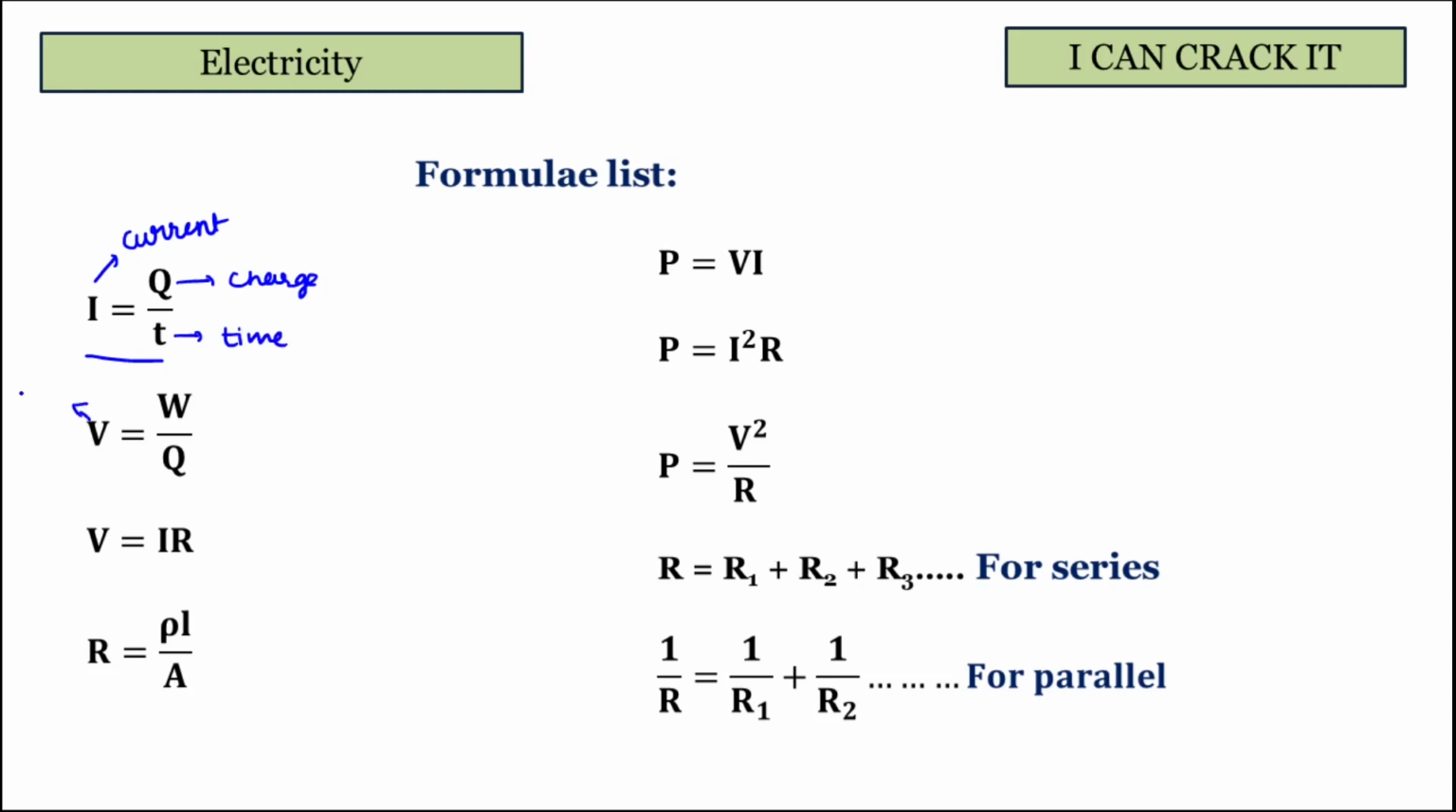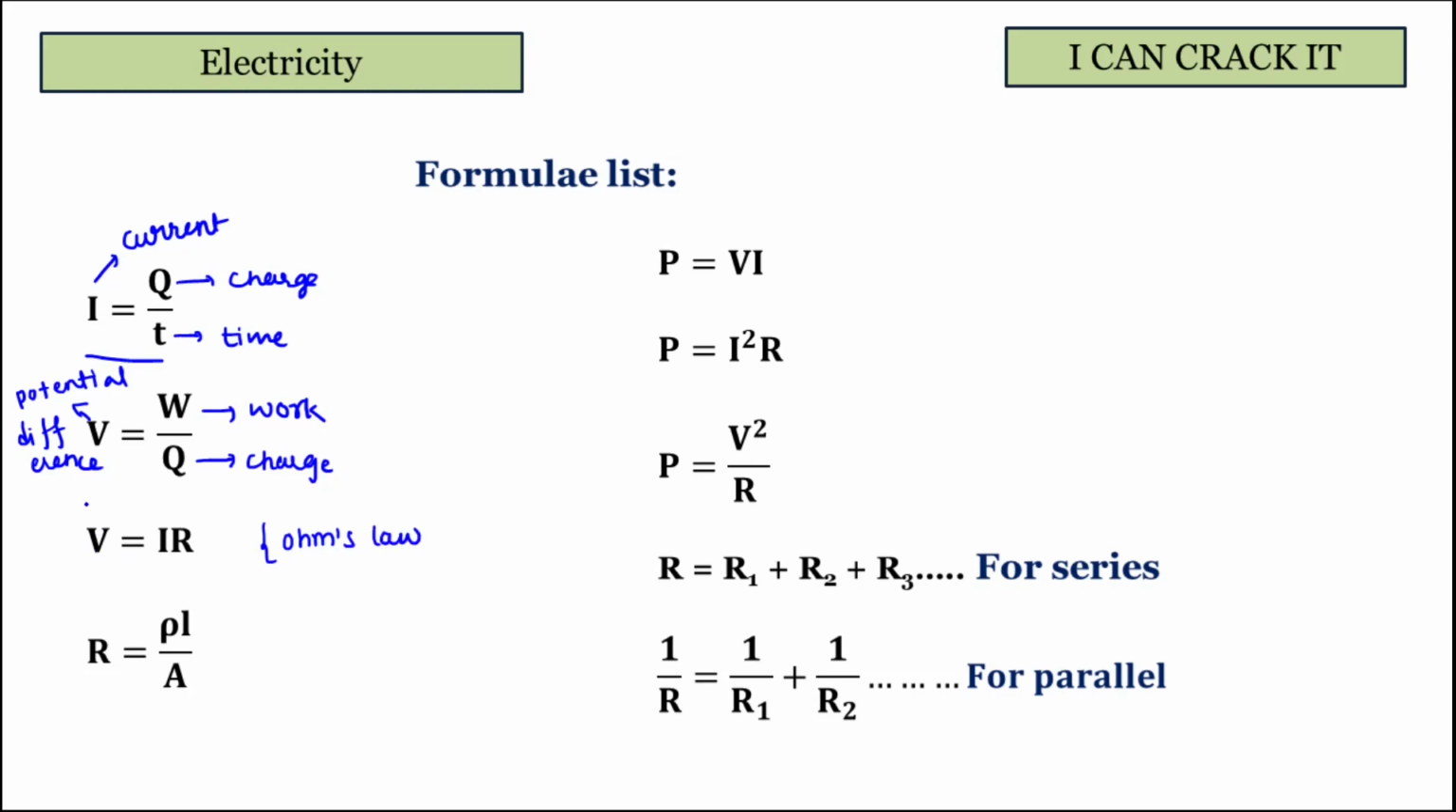And V equals W by Q. V is potential difference. And what about W? Amount of work done. What about Q? Charge. And V equals IR. This is also called Ohm's law.